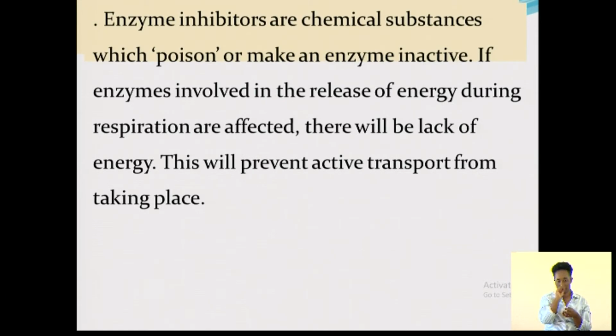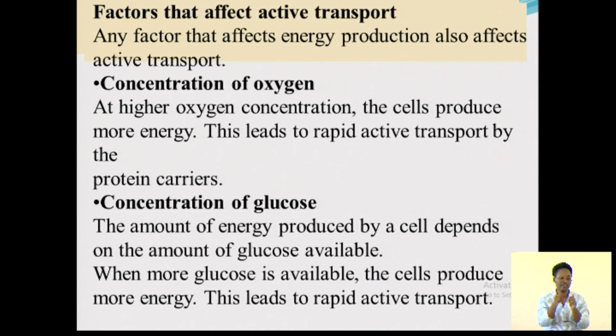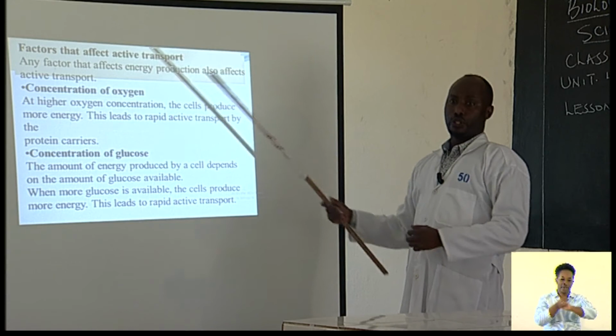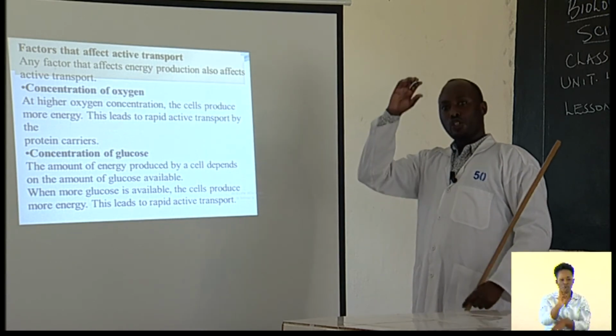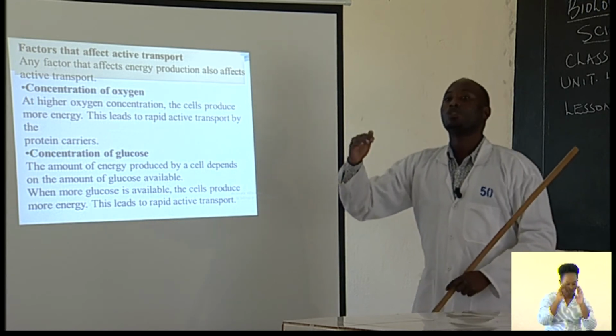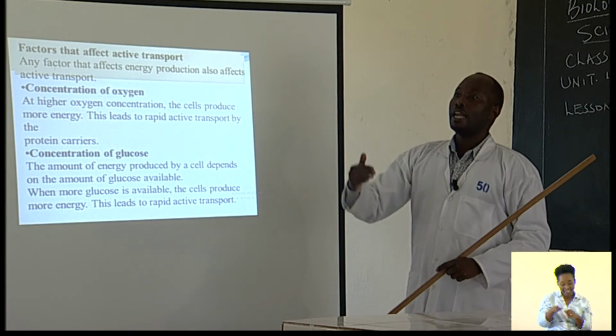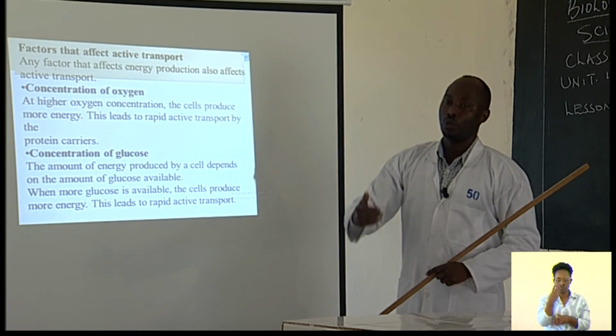Let's go through these factors, and let's talk about the factors that can affect active transport. Concentration of oxygen. As you know, if there is more concentration of oxygen, more energy is going to be produced. If there is less concentration of oxygen, less energy is going to be produced.